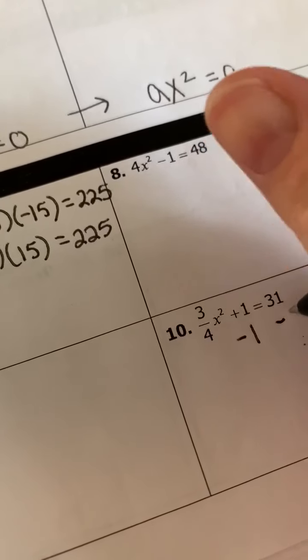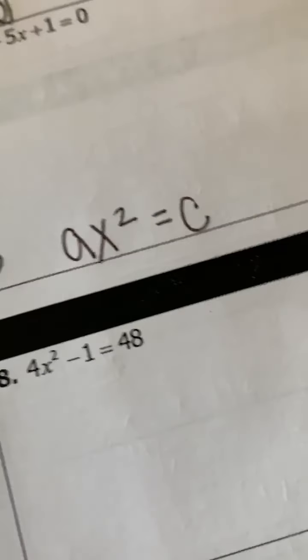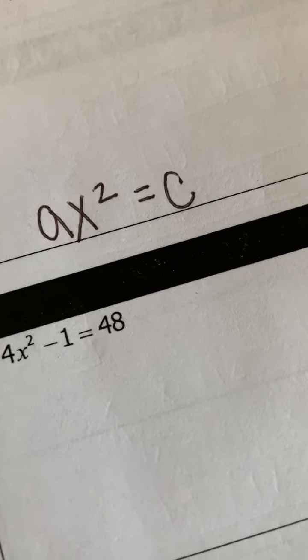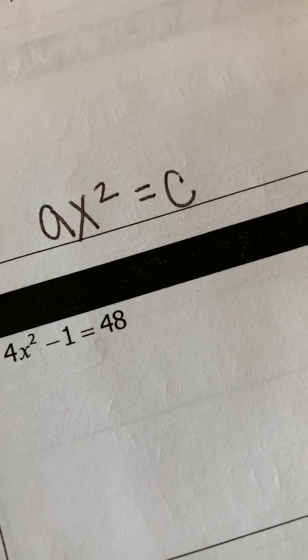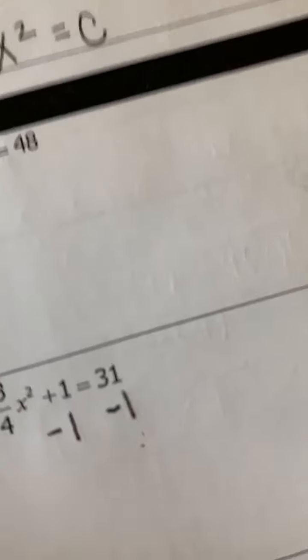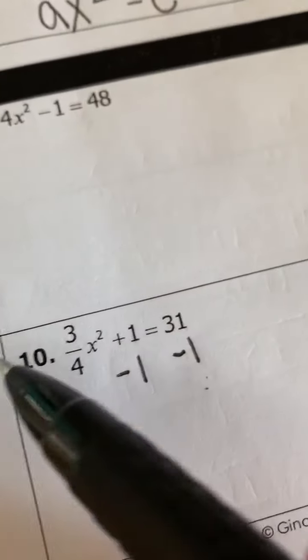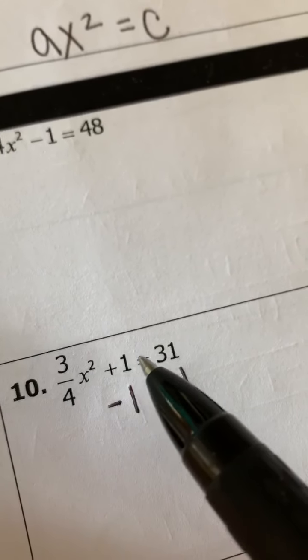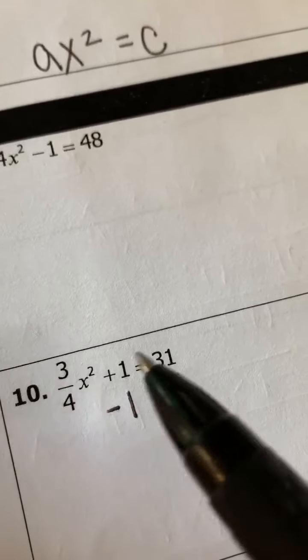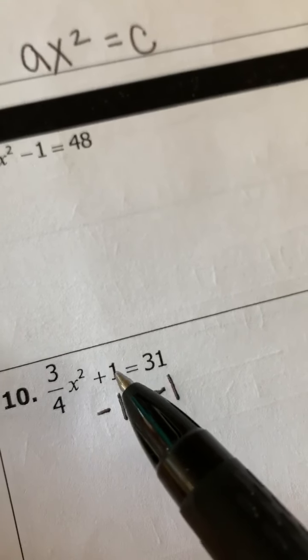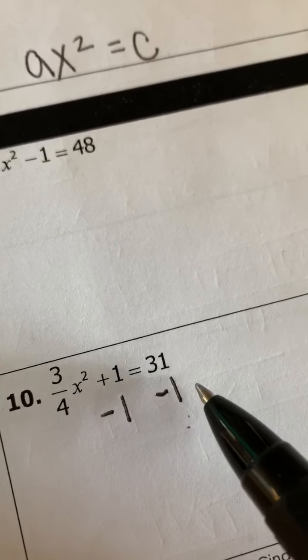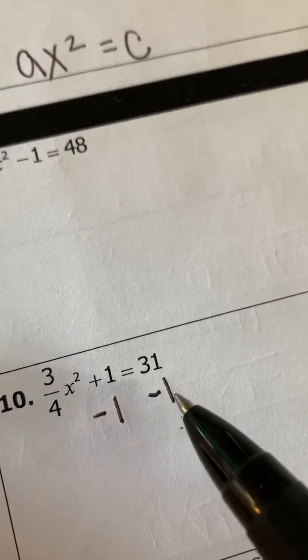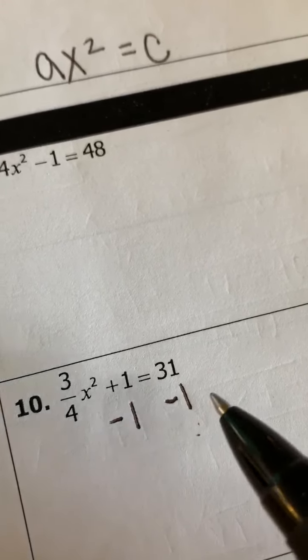All right, so the first thing we want to do is get it in this form: ax squared equals a constant. So remember, c is just a number without a variable. So right now, we have ax squared plus a constant equals a constant. So we need to get all of our constants over on this side of the equal sign. So we want to subtract 1 from both sides.